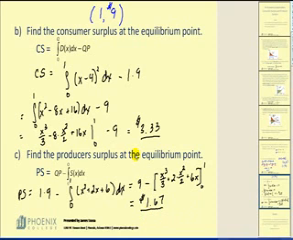I hope that helps explain a little bit about consumer surplus, producer surplus, and what it all means.